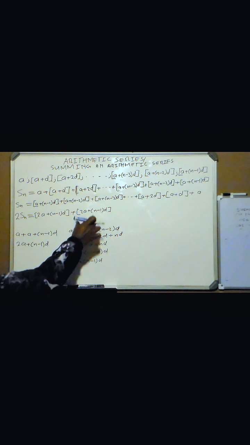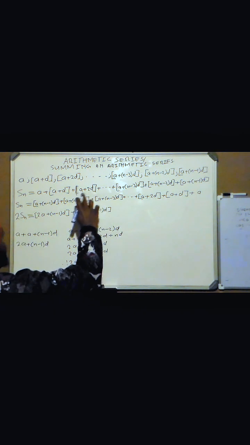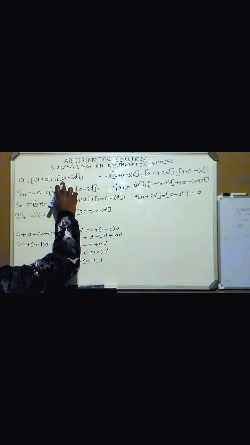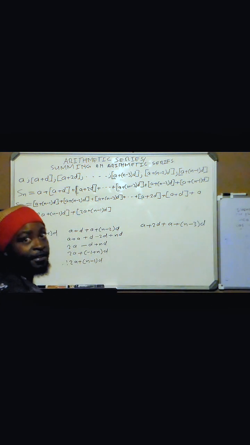So let's do the last one, because if the last one gives us the same expression, we're expecting the last three to give us the very same expression. Or you can do it yourself. So we add what now? The third terms of the series. So we have a plus 2d plus this one, a plus n minus 3 multiplied by d.